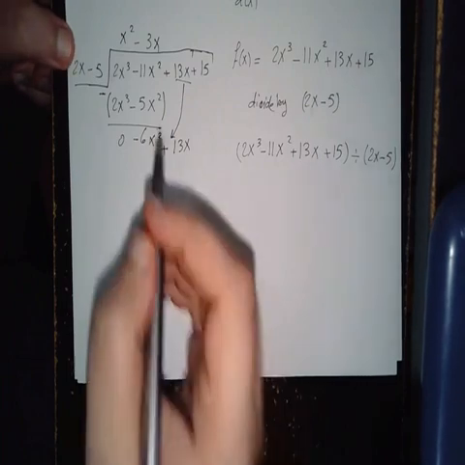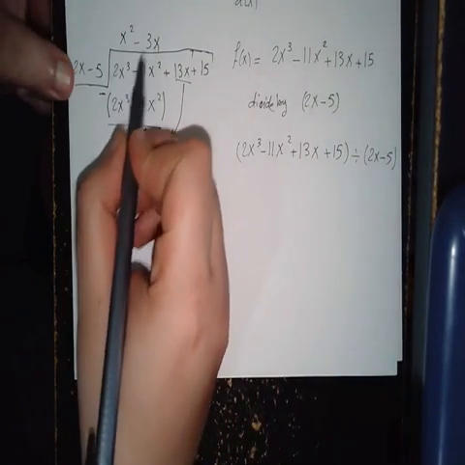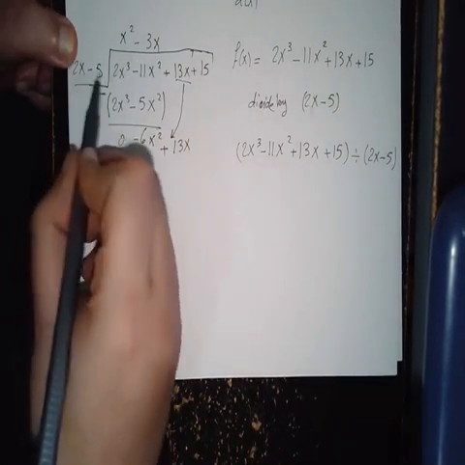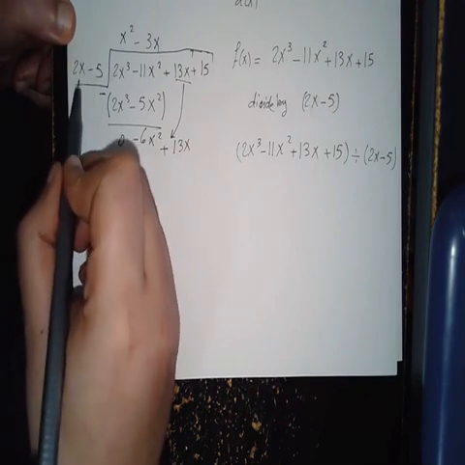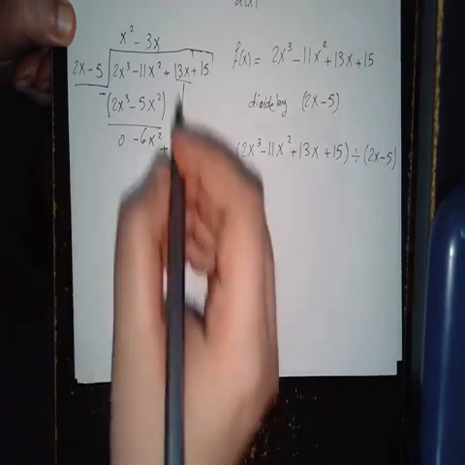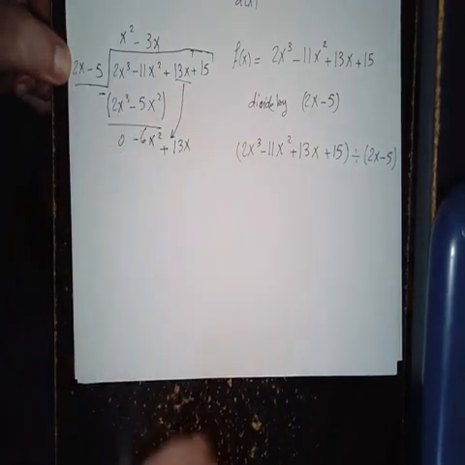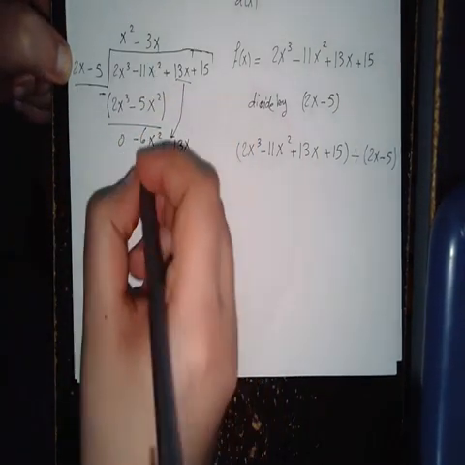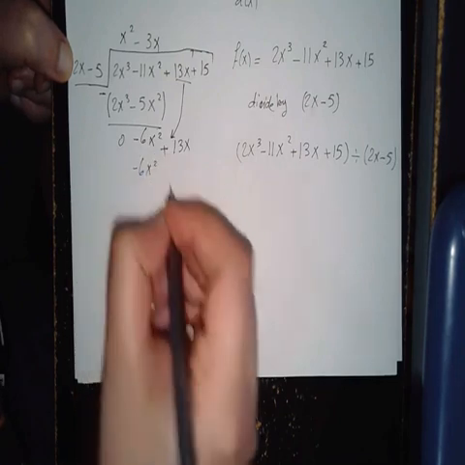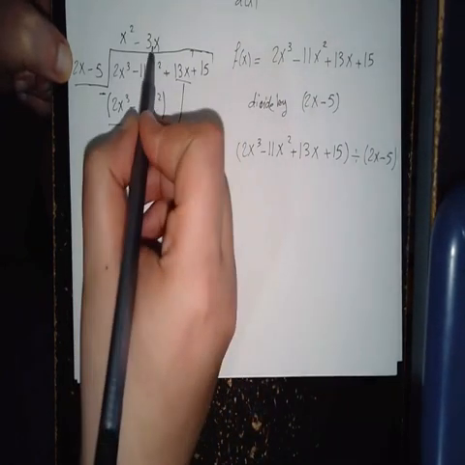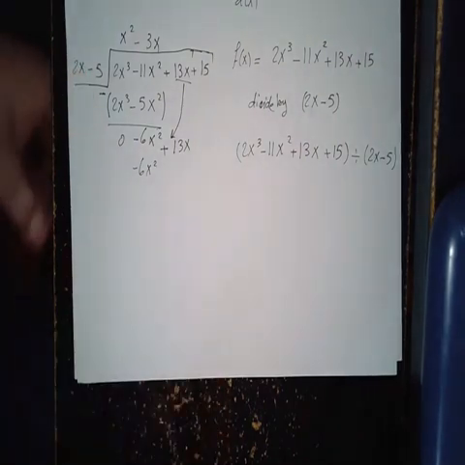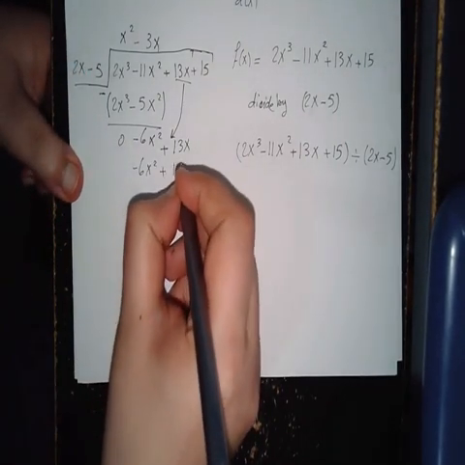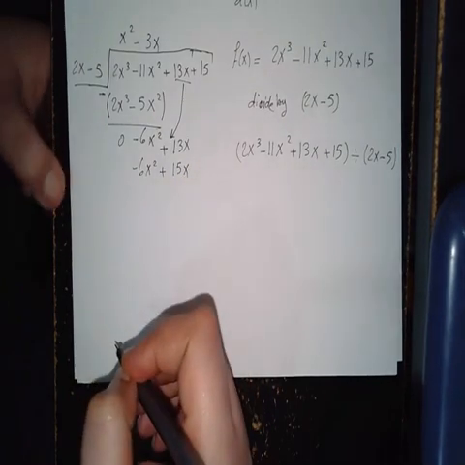Alright? Now, since I multiply by negative 3x, this negative 3x is going to get multiplied to the whole function here. So the 2x and the negative 5. So the negative 3 times the positive 2x is going to give you negative 6x squared, like we wanted. And the negative 3x times negative 5 is going to give you a positive 15x, right?